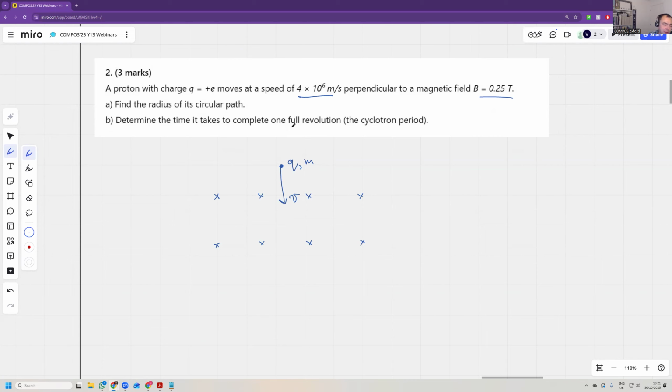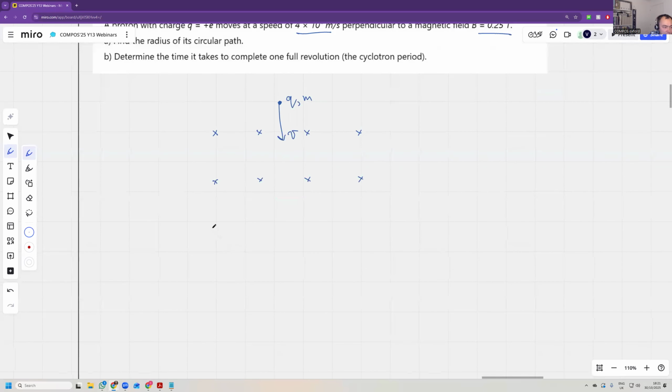Find the radius of its circular path. Well, the path of the proton is going to be circular, and the proof of that is in the assignment. I have also done several webinars on this topic, so you can always go back and see the previous webinars. They are slightly harder, so today is a slightly easier webinar.